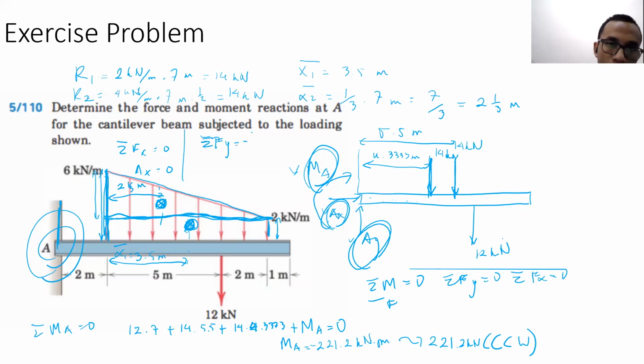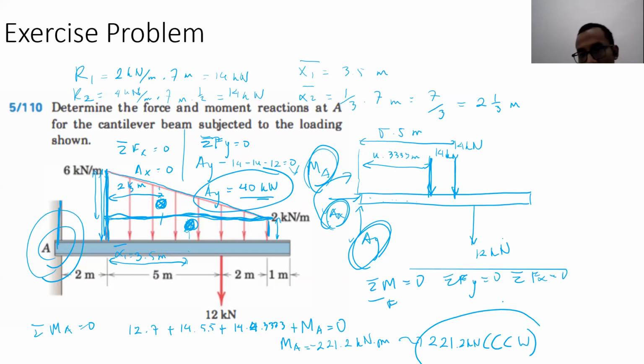Sigma Fy equal to 0. Yes, Ay minus 14 minus 14 minus 12 equal to 0. It should be 40 kilonewton. Yes, correct, 40 kilonewton. So that's Ay. So this is it, Ay is 40 kilonewton. Moment at A is 221.2 kilonewton meter counterclockwise, sir.